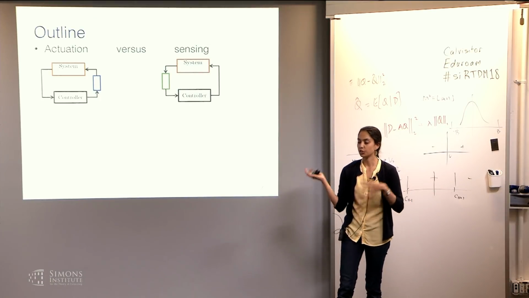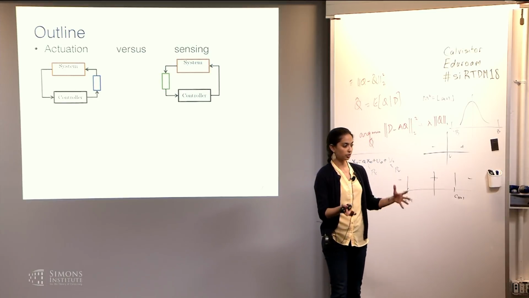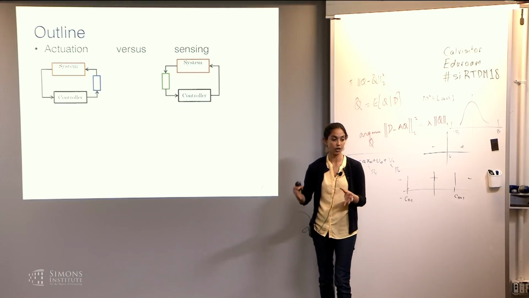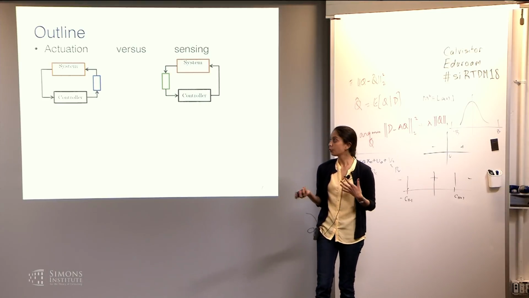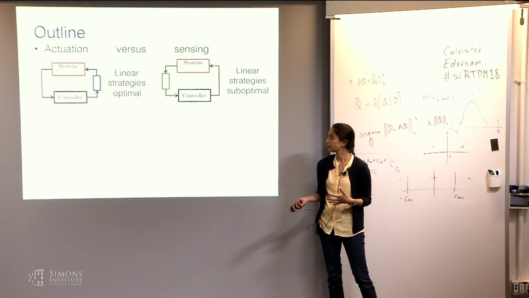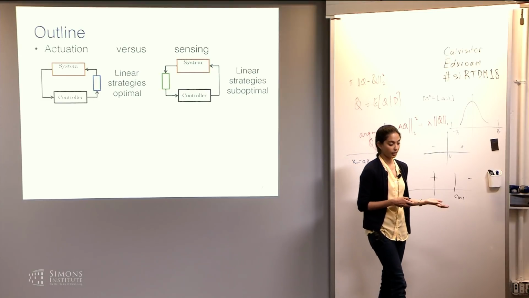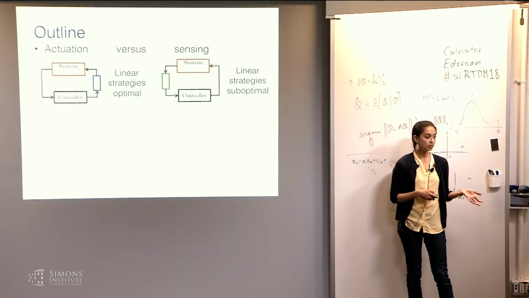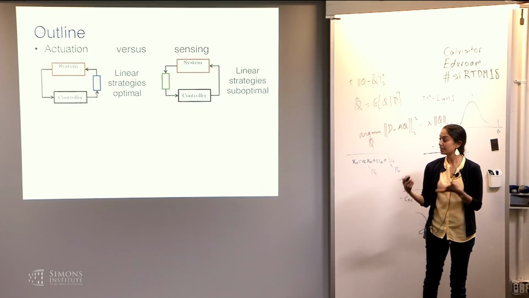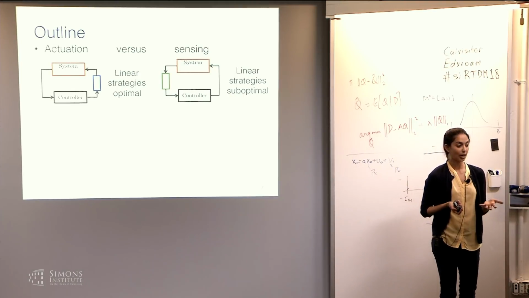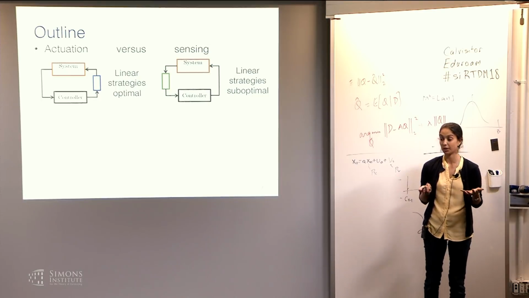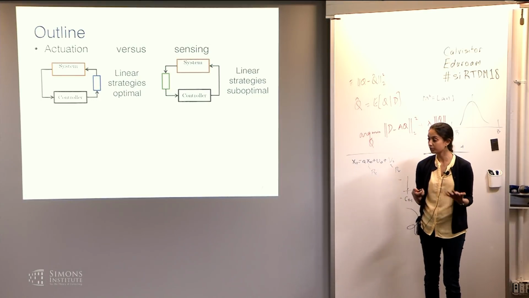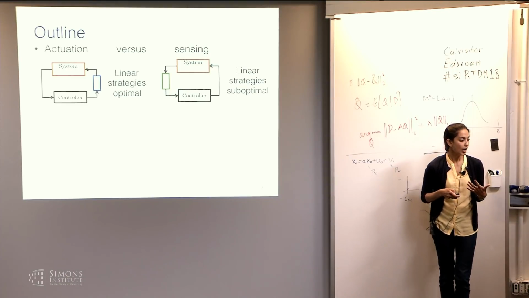So today, as I mentioned, I'm going to focus on uncertainty on the actuation side and contrast it with uncertainty on the sensing side. And what we will see is that when your uncertainty is on the actuation side, linear strategies turn out to be optimal. But when the uncertainty is on the sensing side, linear strategies actually turn out to be surprisingly suboptimal, despite how similar the problems are. And we'll understand this a little bit more.